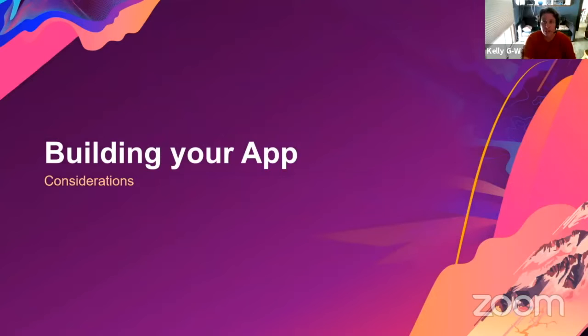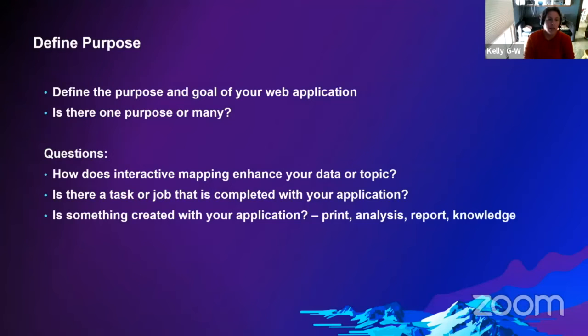So, some considerations when building your apps. The first one is to define the purpose. This is, I think, very much key to what you're building. What is the goal of your web application? Is there one purpose or many? In the situation with the city of Pleasantville, there's actually quite a few purposes there.